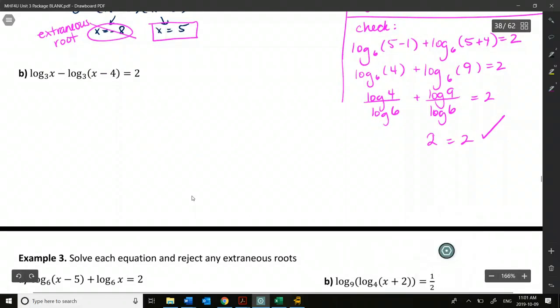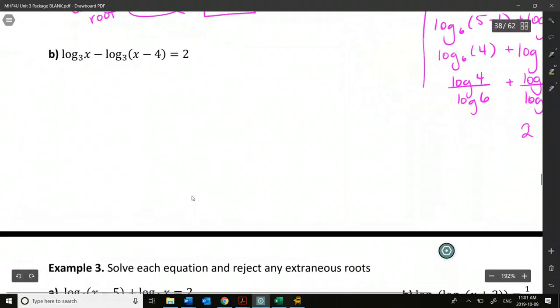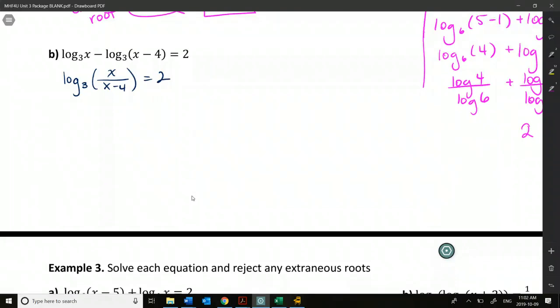Any thoughts for how we can start this next one here? Can't you combine the two equations? Yep, how would you combine, Jonathan? So it would be log 3, and then it would be x divided by x minus 4. Awesome. Okay, so differences become quotients. Where do I go from here?